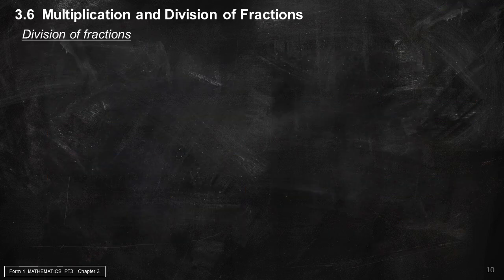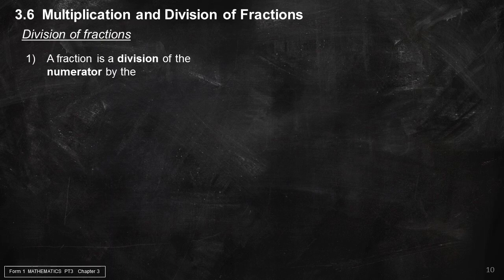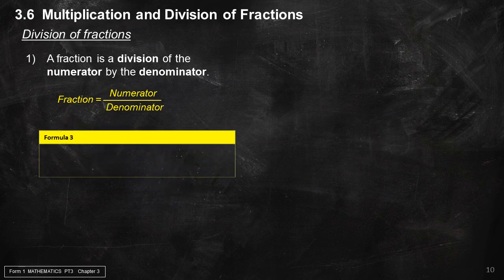Division of fractions. 1. A fraction is a division of the numerator by the denominator. Fraction equals numerator over denominator. Formula 3. A over B divided by C over D equals A over B times D over C.